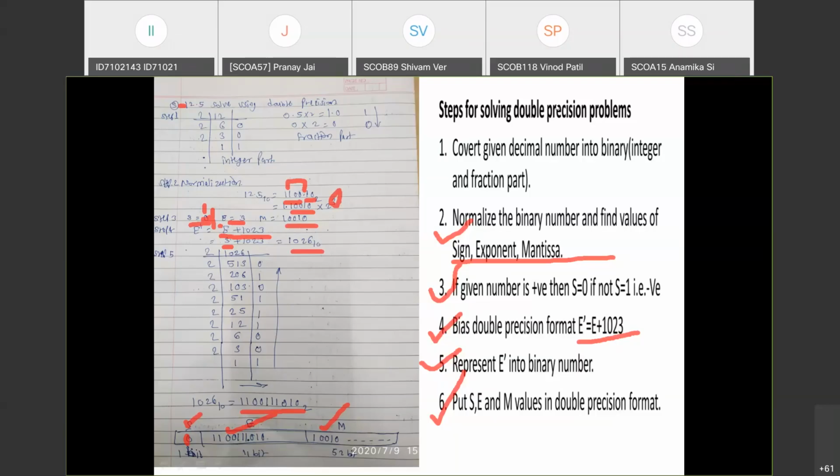Any doubts, students? Student, any doubt? No. Okay. We will move to the next example.